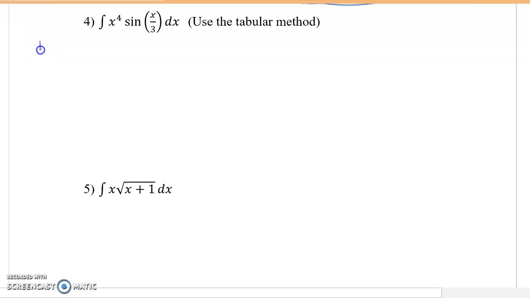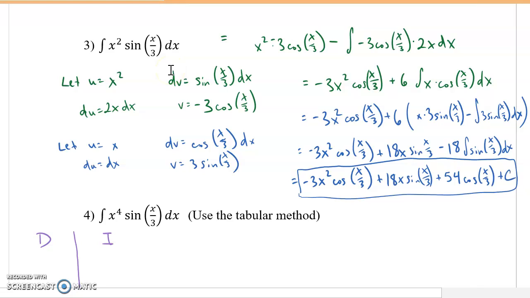So what we're going to do is create a column for derivatives and another column for integrals. And as we saw in the last problem, where it was x to the second instead of x to the fourth, the polynomial x squared was what we were differentiating because it got simpler as we differentiated. So the same thing here. We're going to take that x to the fourth and put that in the derivative column. So everything else has to go in the integral column. So that's going to be the sine of x over 3.